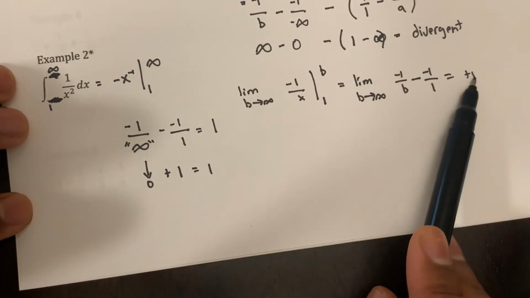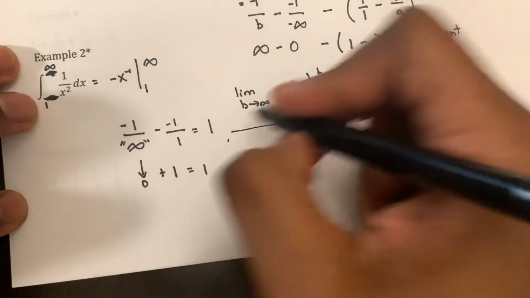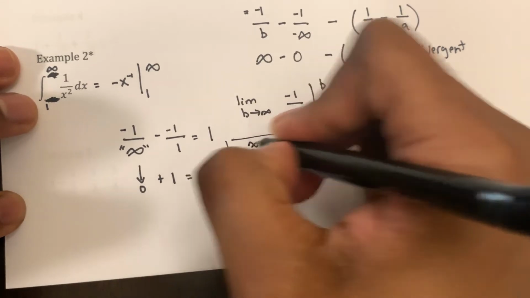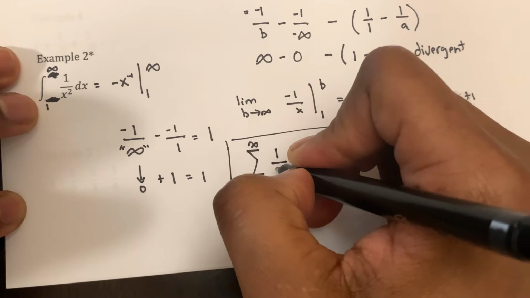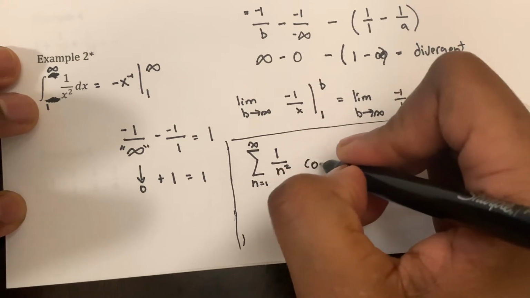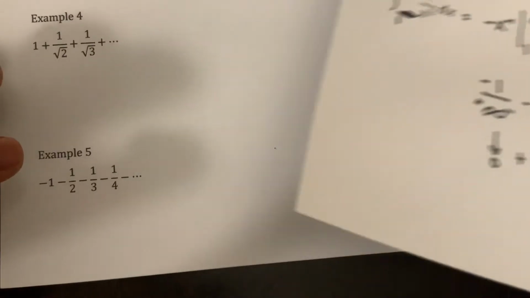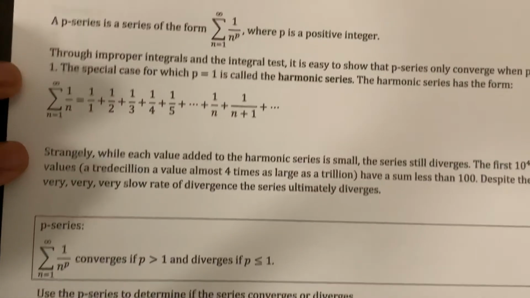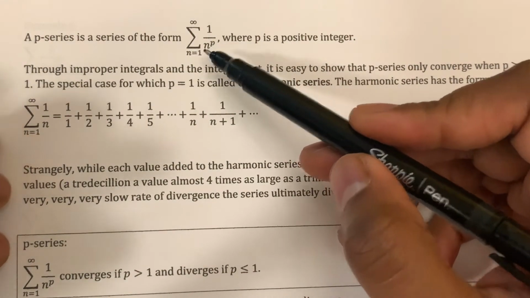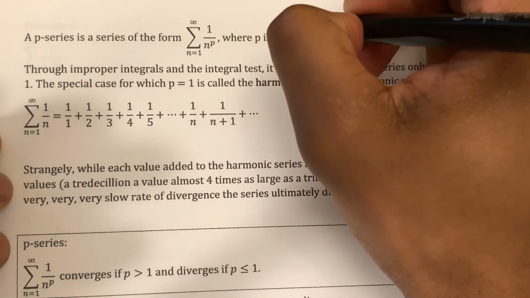So because this integral converges to 1, if we see a series from n equals 1 to infinity of 1 over n squared, then this is going to be convergent, because the integral converges. And that leads us into the P series. Now, a P series is just a series where you have 1 over n to a positive power. Well, not positive integer, we're going to say just a positive number.